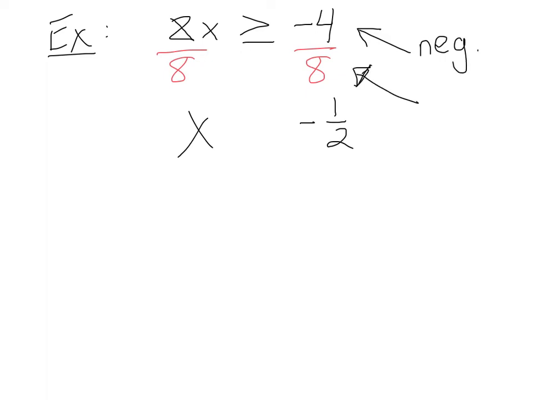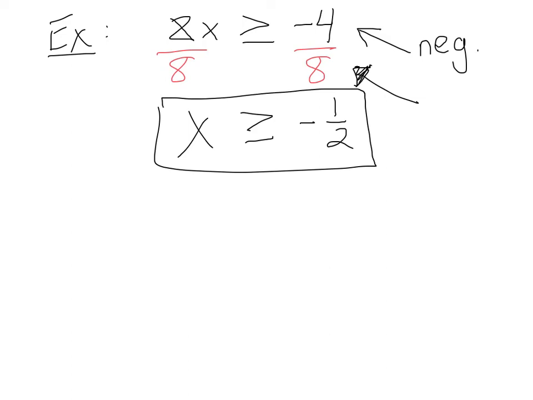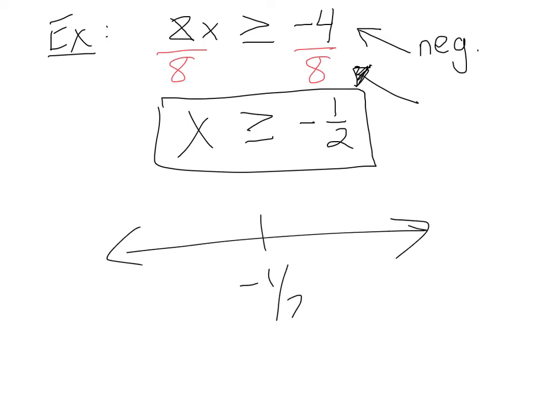What are you doing on both sides? If you're dividing by a number that is negative on both sides, that's when you reverse the inequality sign. So really, this inequality sign stays the same, and you're looking at the numbers that are greater than or equal to, that's why we'll shade it in. So you're looking at all the numbers to the right of negative 1/2.